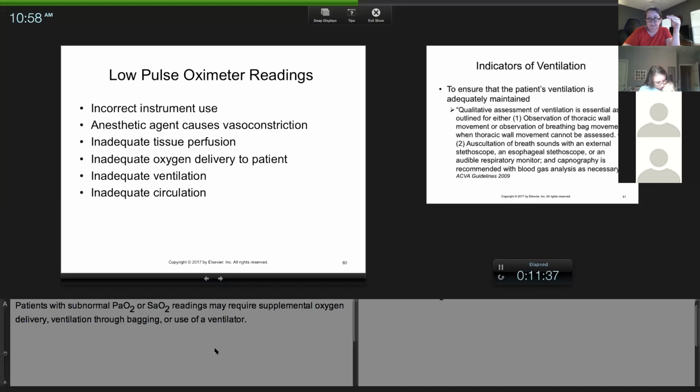After I check my probe, the next thing I'm going to do is probably check my oxygen. But I want to stop there because we're going to make a little list.